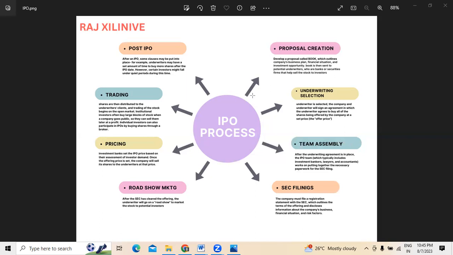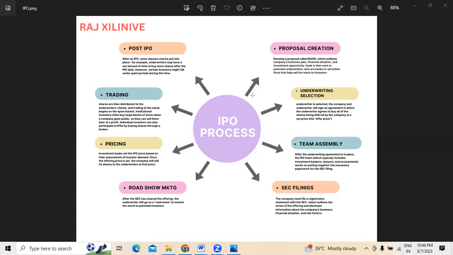Underwriters' responsibility is to evaluate the risk, whatever the possible risk which is involved. This is what generally underwriters will take care of, right? Because, for example, what is the risk which is involved in it?